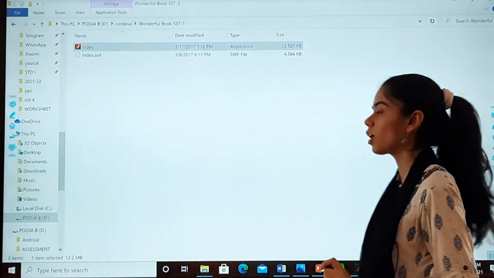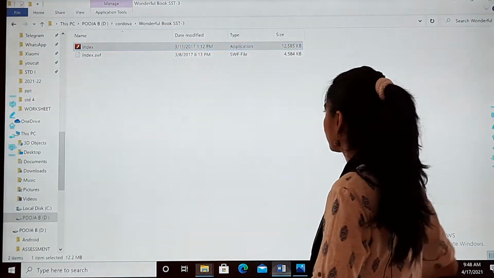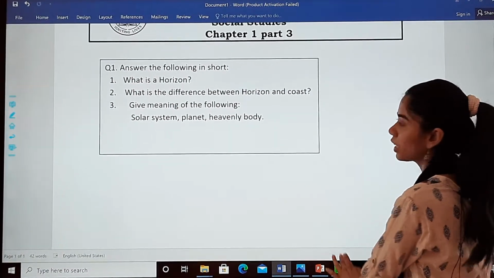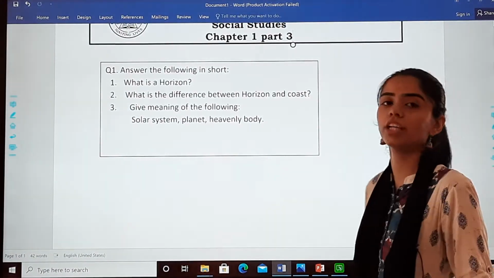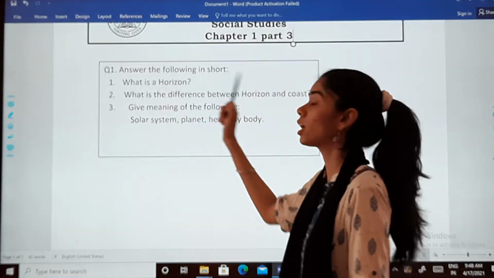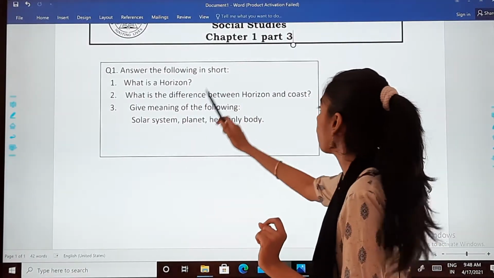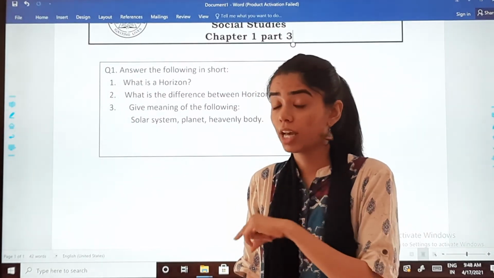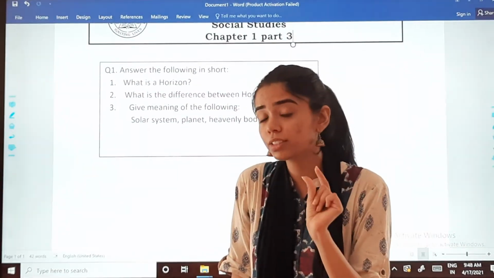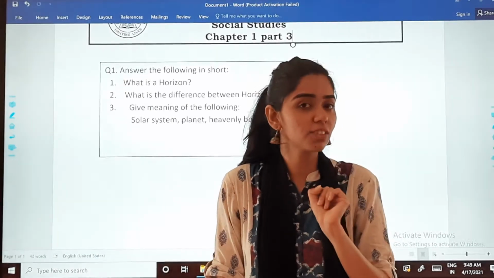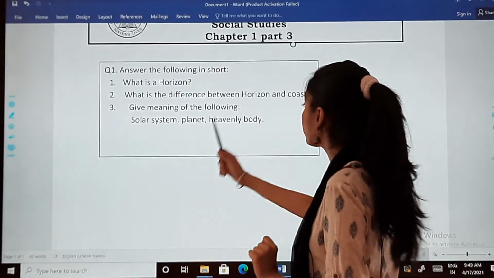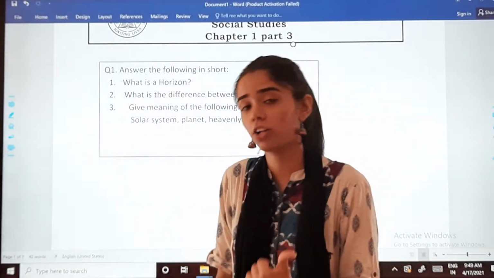Now we will move on to our worksheet part. What is it? See, this is your worksheet. Answer the following in short. What is a horizon? What is the difference between horizon and coast? So I have taught you उन दोनों का difference क्या है. You can write it in your own words. Right, children? Now, give meaning of the following.